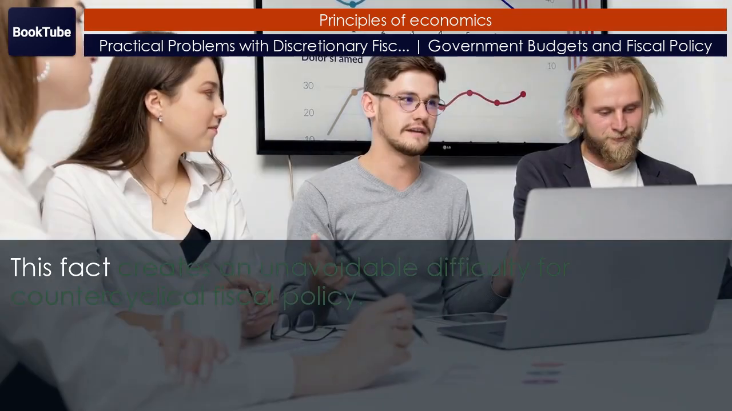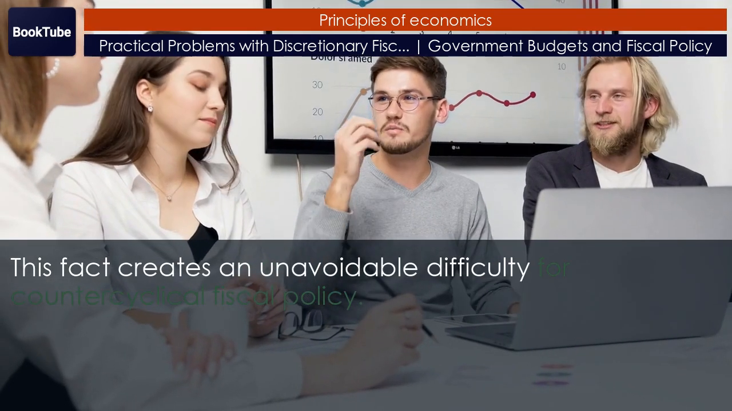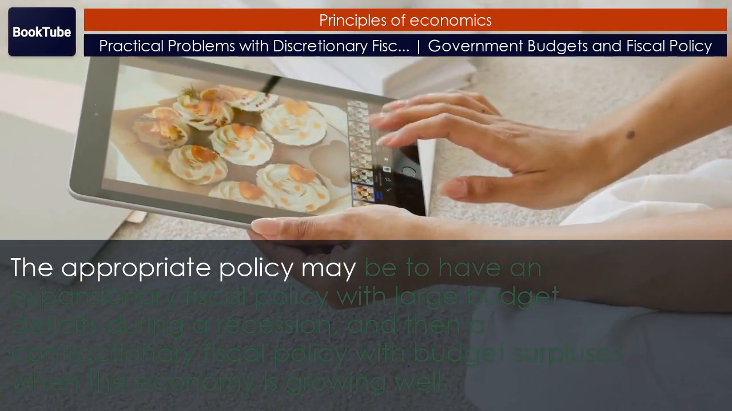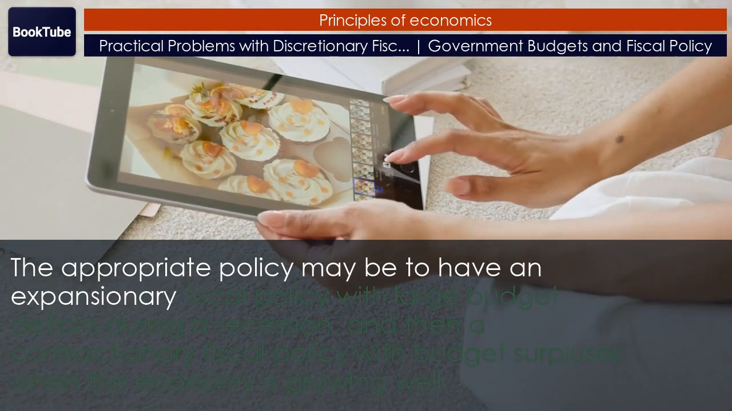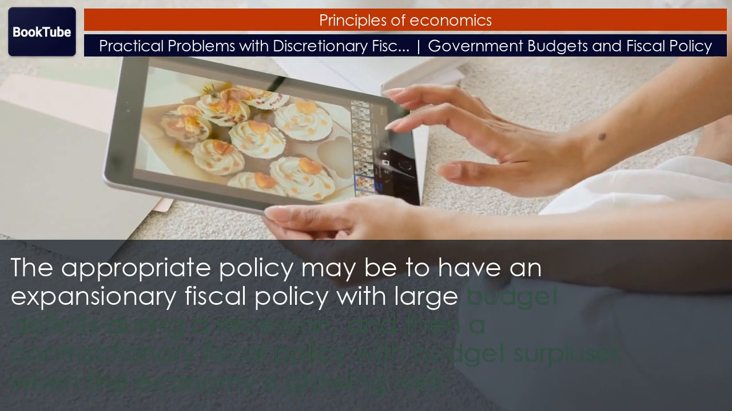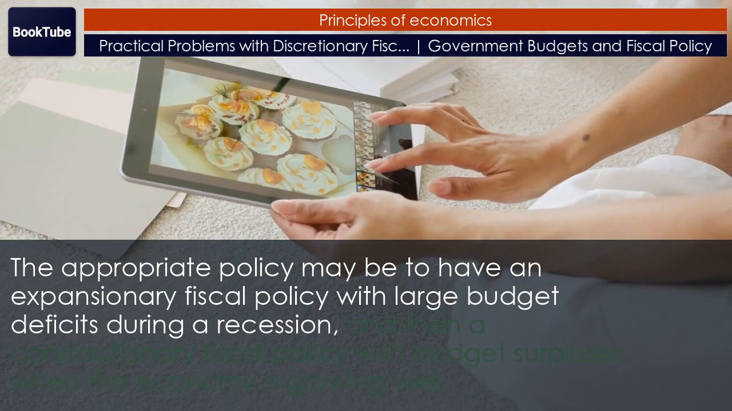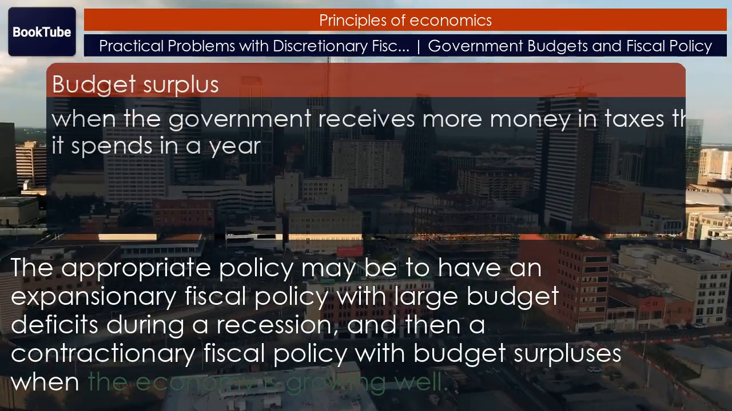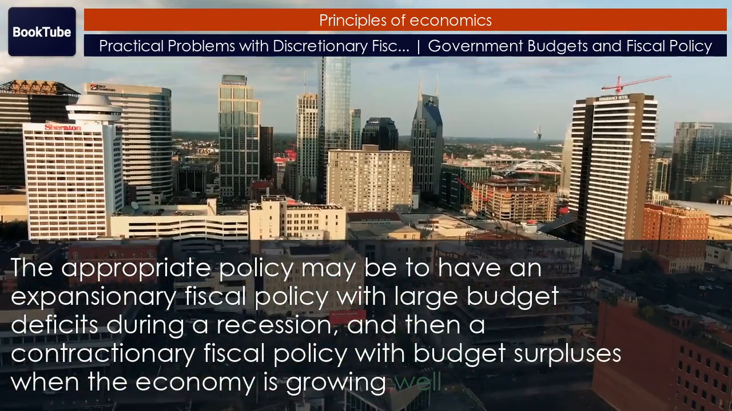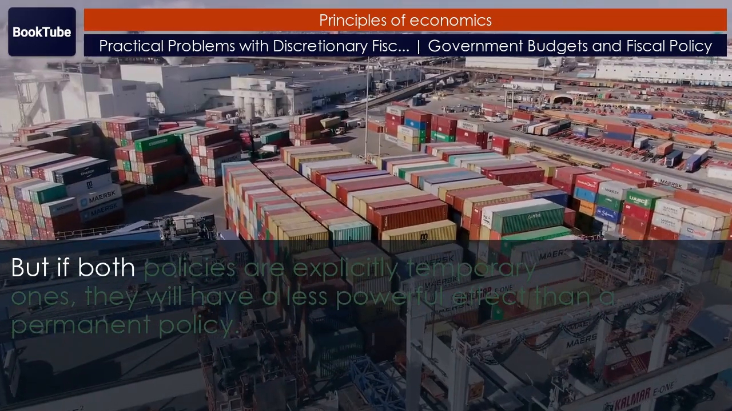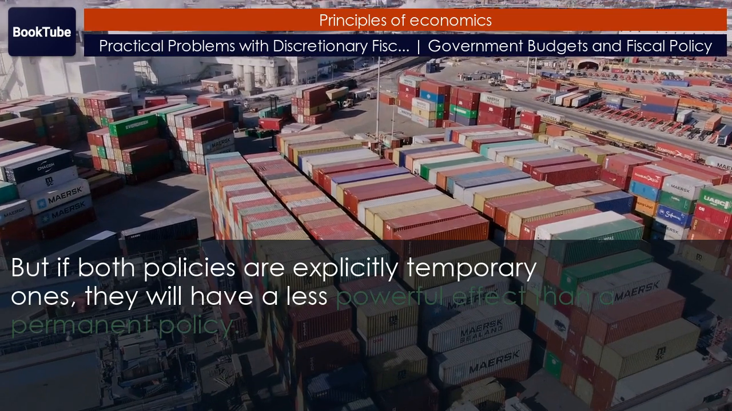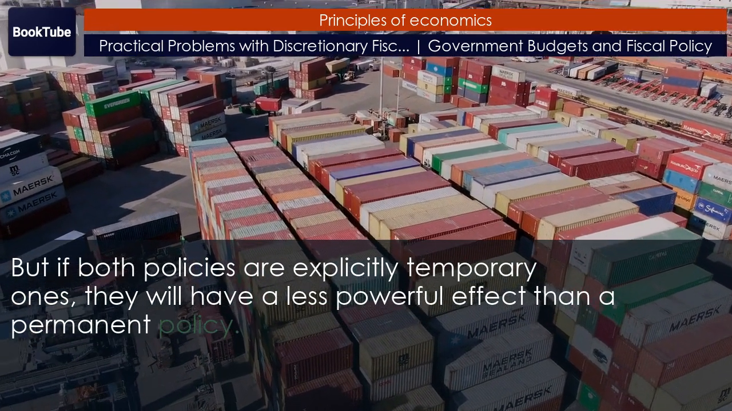This fact creates an unavoidable difficulty for countercyclical fiscal policy. The appropriate policy may be to have an expansionary fiscal policy with large budget deficits during a recession, and then a contractionary fiscal policy with budget surpluses when the economy is growing well. But if both policies are explicitly temporary ones, they will have a less powerful effect than a permanent policy.